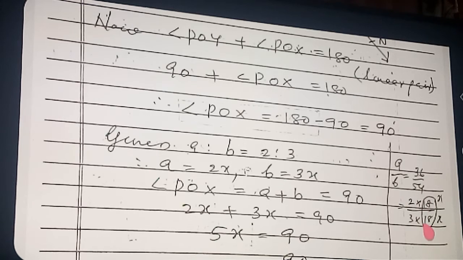Many of the students do not know how this x comes. They simply write A is to B, then they write A is equal to 2x and B is equal to 3x. How x comes, they are not thinking about it. X is coming in this way: some common number is cancelling from the numerator and denominator. That common number we are taking as x. Clear? So what is the value of A now? 2x. What is the value of B? 3x. Okay, clear?